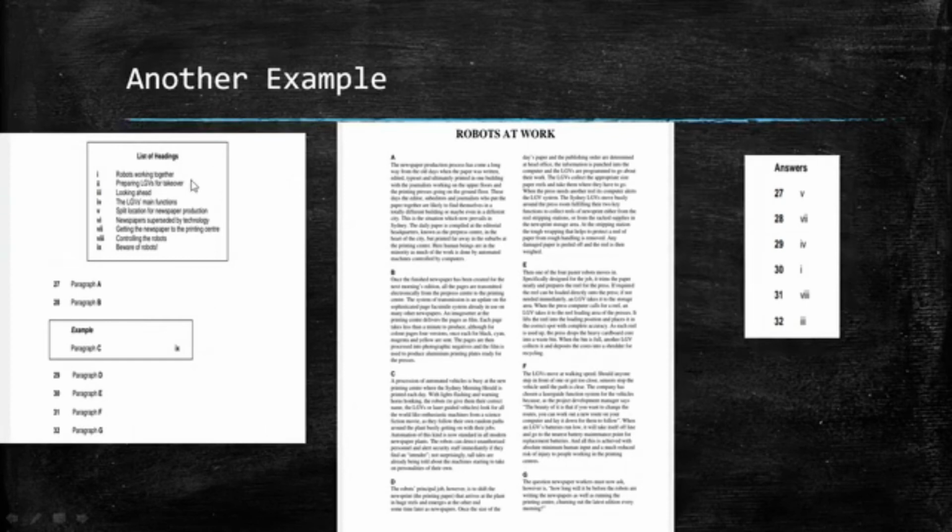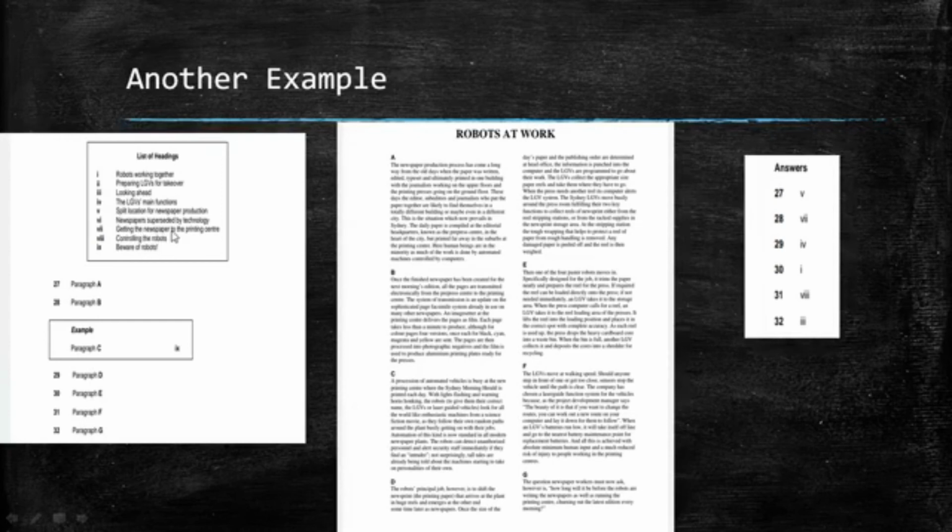First heading, no, it cannot be. Preparing LGVs for takeover, no. Looking ahead, no. The LGV's main functions, no. Split location for newspaper production, yes. Split location means different locations for newspaper production. This can be the answer. So the fifth can be the answer.